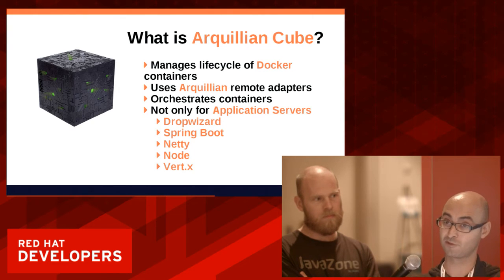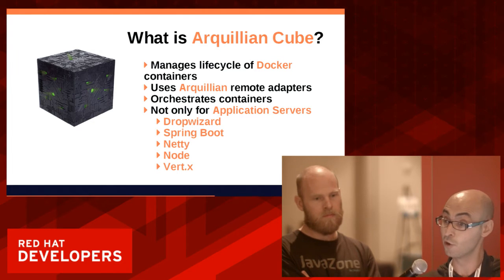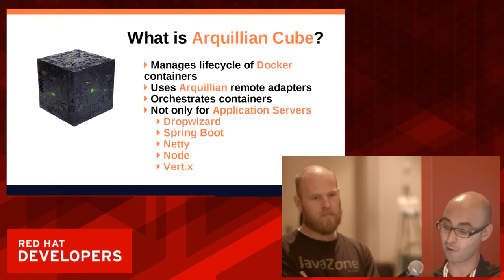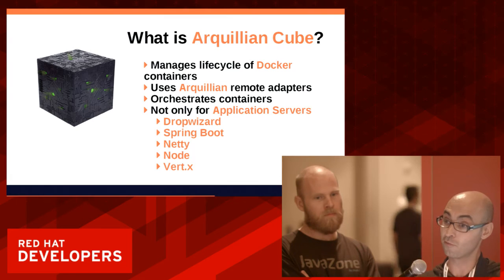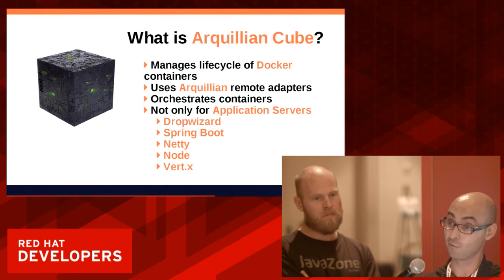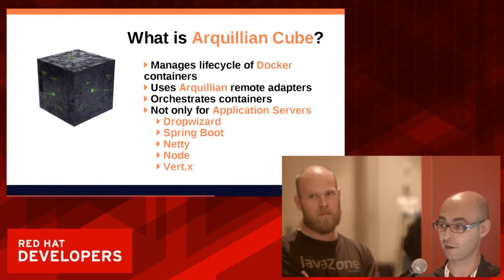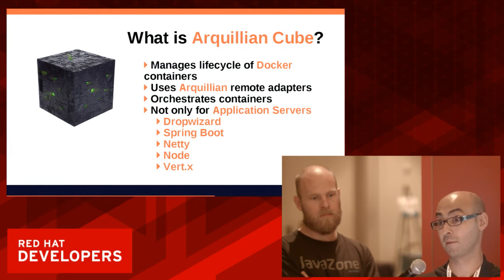But the good thing about the abstraction of Arquillian Cube is that since it uses Docker, and Docker is like an abstraction of what's inside, you can use your application server, but if you want, you can use non-Java applications as well. For example, Dropwizard, Spring Boot, Netty, all of them are Java, or Vert.x. And you have Node applications, which are JavaScript. And since everything is encapsulated inside Docker, you can still use Arquillian for applications that are run in different languages than Java or Java EE applications.